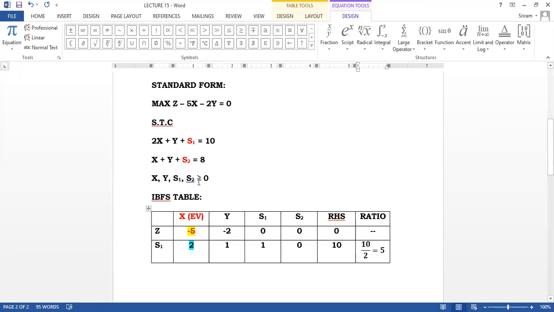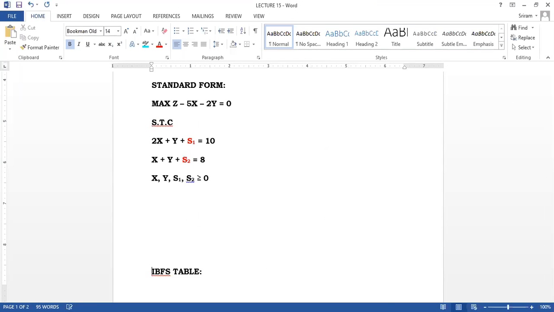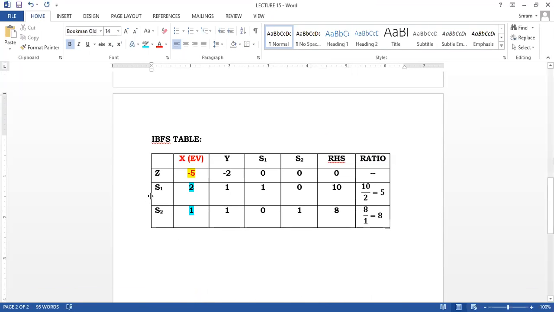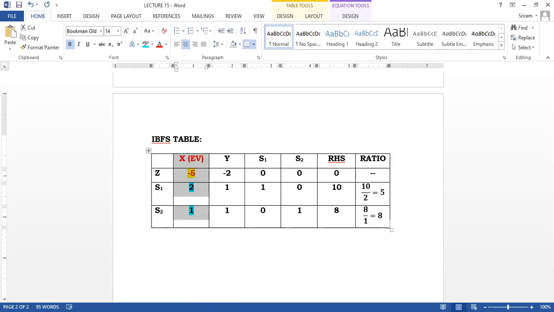Let me take the table to the next page. So when I check the IBFS table, first I am going to check for the entering variable, where I have the maximum negative number. Here -5 is the maximum negative number, so I am going to take X as the entering variable. Using the corresponding pivotal column element, I am going to find the ratio. To find the ratio, I take the right hand side, 10, and divide by the corresponding number, 2. So 10 by 2 is 5.